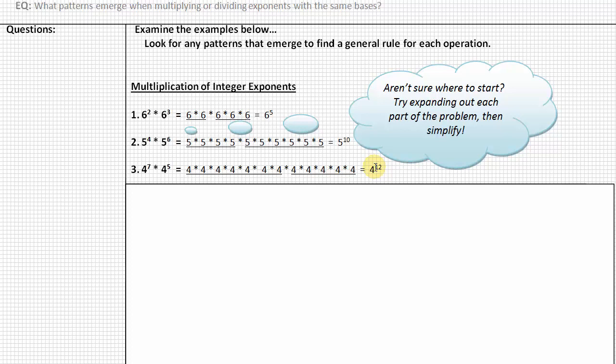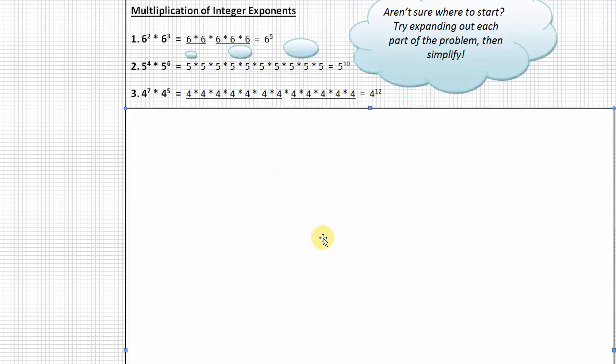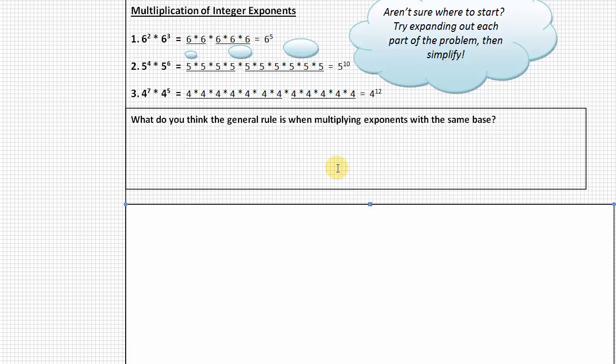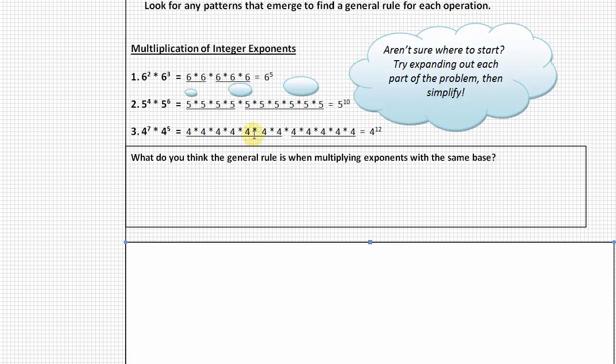With these 3 examples, I'm hoping that a pattern is starting to emerge. What are you noticing? If all you saw was 6 to the 2nd power times 6 to the 3rd power, how could you skip over this expansion step and know that it would be 6 to the 5th power? Same with our second and third problems. So I'd like you to think about that for a moment and record your thoughts. Once you've recorded what you think the pattern is, go ahead and resume the video, and we're going to look at the pattern for division.